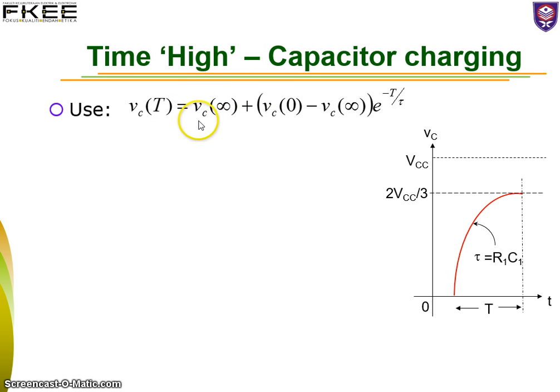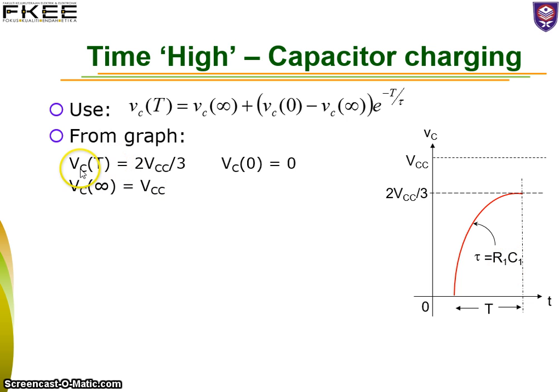VC at any time t equals VC at infinity plus VC at 0 minus VC at infinity, multiplied by e to the minus t over tau. This is your t from 0 until 2/3 of VCC. Tau is R1 C1, the charging constant. VC at any time t, the voltage here, is 2/3 of VCC. VC at 0, the initial value, of course is 0. And if we let the capacitor charge, it will reach maximum VCC. This is the steady state value.